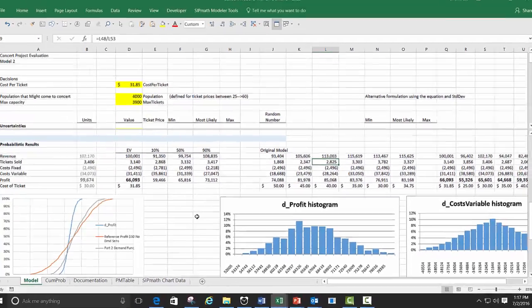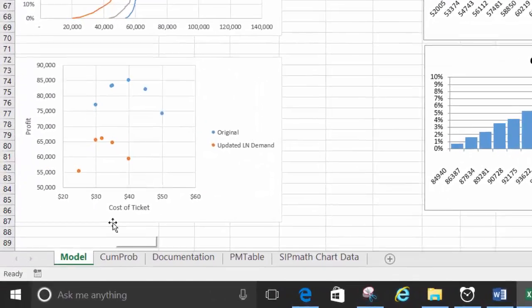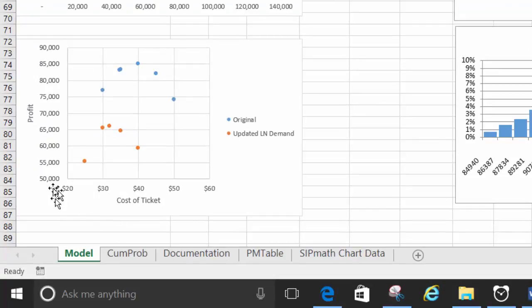We can see that if we plot the profit as a function of the cost per ticket. Here was our original data, and now here with the survey we've lowered our expectations, and we've also lowered the price of the ticket.